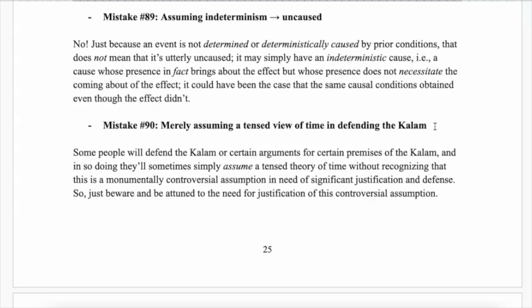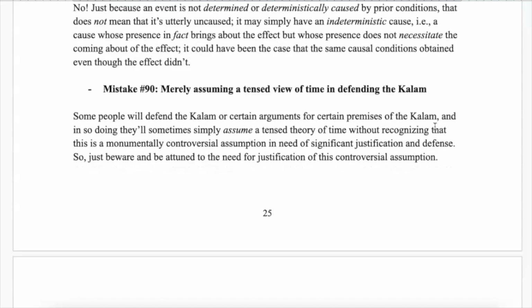There's a kind of objective, mind-independent, genuine sense in which reality dynamically evolves over time, like things really spring into being and so on. And of course, this view of time is monumentally controversial, and it's in need of significant justification and defense. So just be aware and be attuned to the need for justification of this controversial assumption whenever you see someone making the assumption in the context of the Kalam.